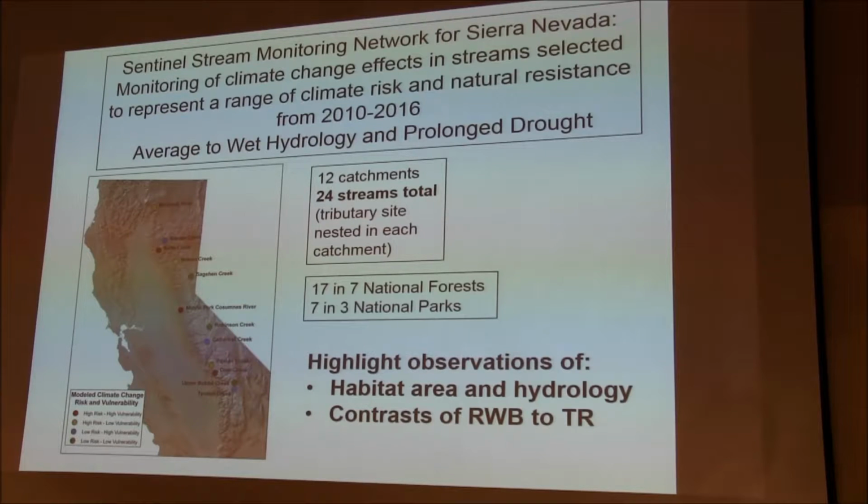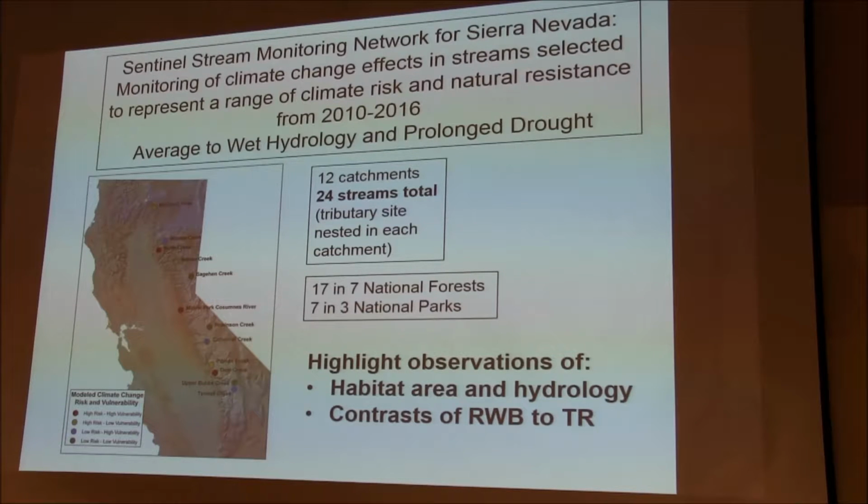So factors like aspect and the potential for sustaining stream flows from groundwater inputs, or meadow development or riparian development. So we have kind of a risk and resistance matrix that we're looking at to see whether or not different kinds of streams are being changed in the context of the effects of hydrologic change coming from climate.